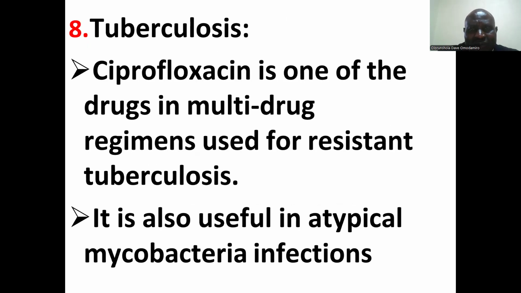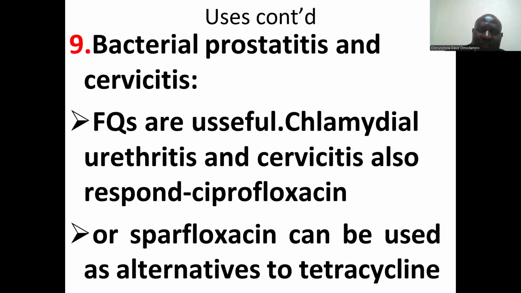In tuberculosis, ciprofloxacin is one of the drugs in the multi-drug regimen used for resistant tuberculosis, as a result of Mycobacterium tuberculosis. It's also very useful in atypical Mycobacterium infection. It's also useful in bacterial proctitis and salpingitis, as a result of Chlamydia. Ciprofloxacin responds very effectively.